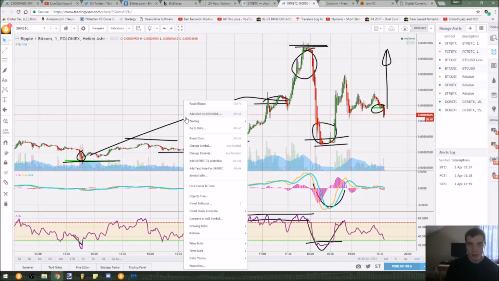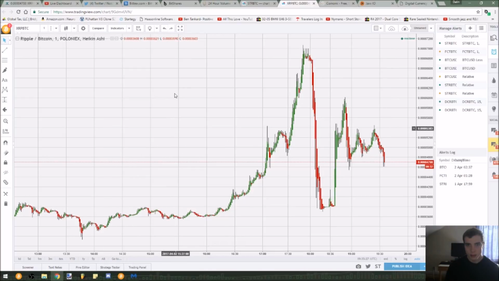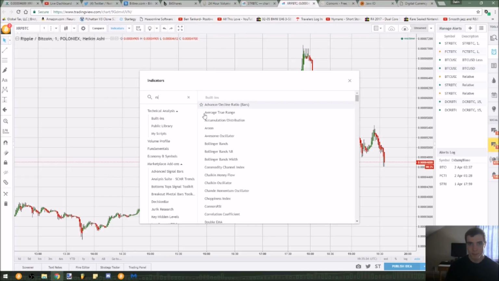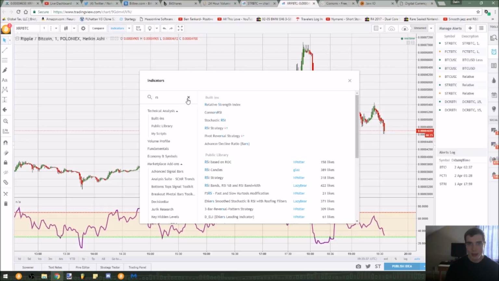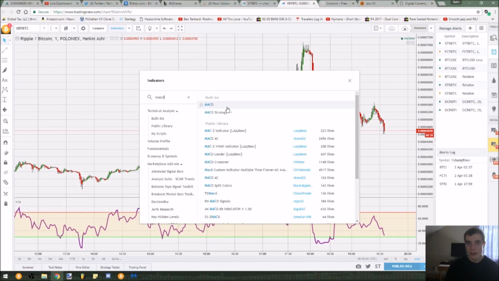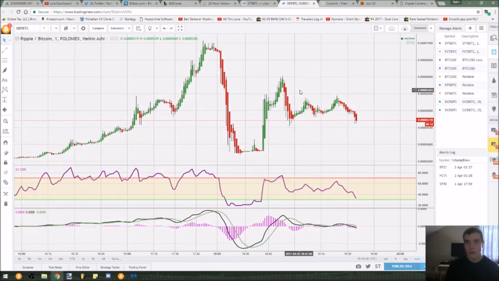So hold on 1 second. Let me clear the drawings real quick so I can clean up what I'm explaining here. Oops, not all indicators. Remove all drawing tools. Alright, now let me grab my indicators real quick again. RSI and MACD. Alright, so that's how you add indicators on TradingView if you don't know.